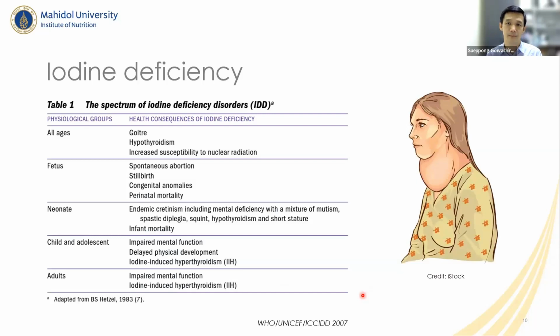in this picture. I don't know if you still have a lot of this problem in Lao PDR, but if you look at the current statistics of Thailand, this IIH is quite rare in Thailand. We only see a few of these cases now, but we have other problems. So this is just a picture illustrating what could happen if our body is deficient in iodine.